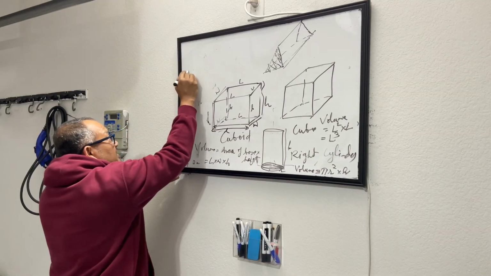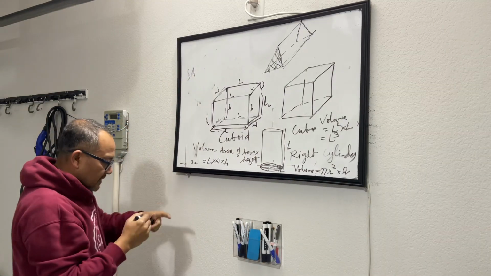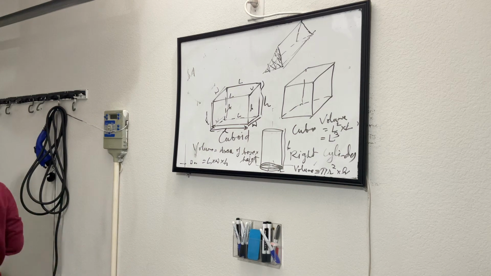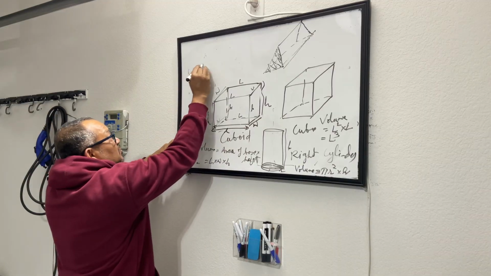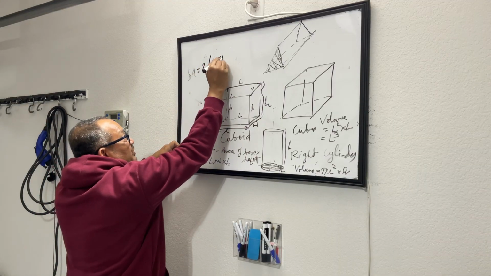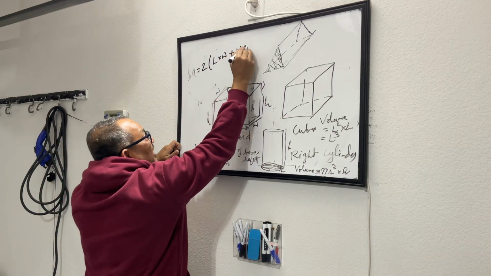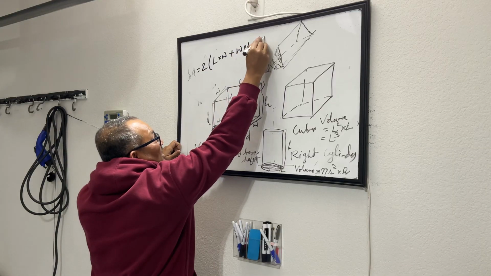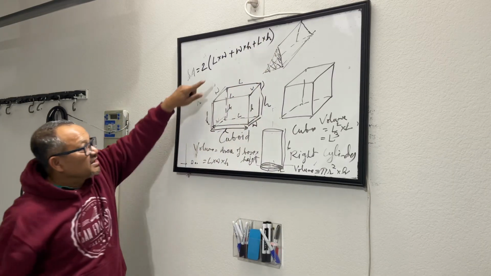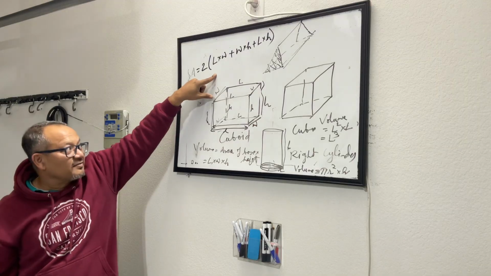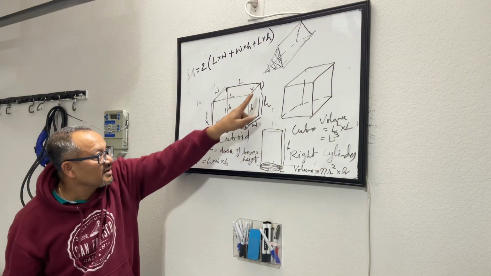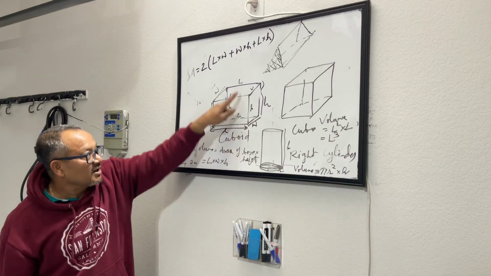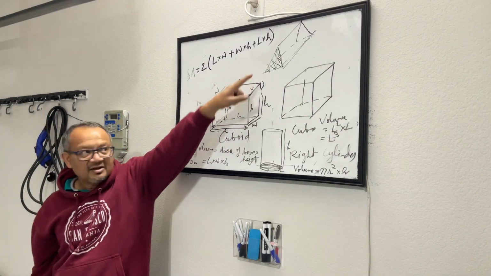And the surface area of a cuboid is 2 times length into width plus width into height plus length into height. Because you are seeing three pairs of rectangles: top, length into width; this one, width into height; and this is length into height. That's what you are seeing here.